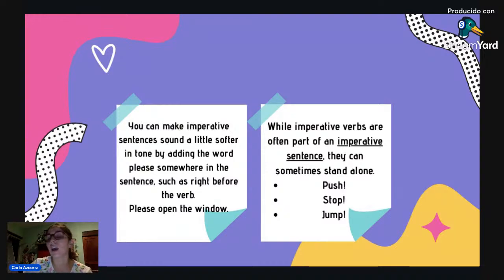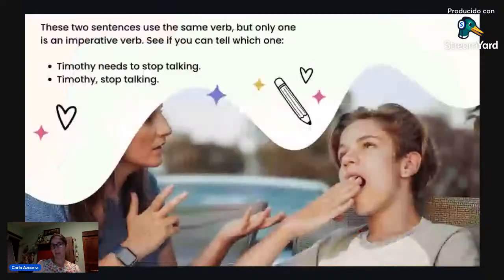Imperative verbs are often part of an imperative sentence. They can sometimes stand alone. Aunque los verbos imperativos usualmente se escriben en una oración, también a veces pueden escribirse solitos. Por ejemplo, push, empuja, stop, jump, stand up, sit down, ¿no? Te estoy dando una orden.